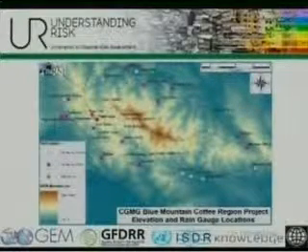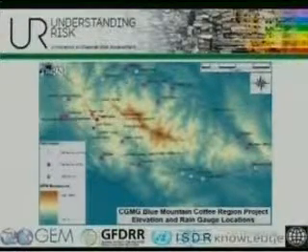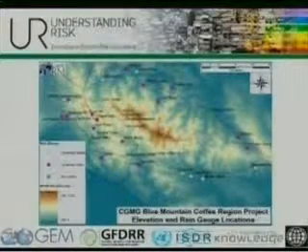So the pink stations are active stations, and the green ones are active as well, and then the white ones are inactive, but for some of them we have historical data. So we have a reasonable, I guess, coverage, but some of the peaks are missing, particularly in the central area.